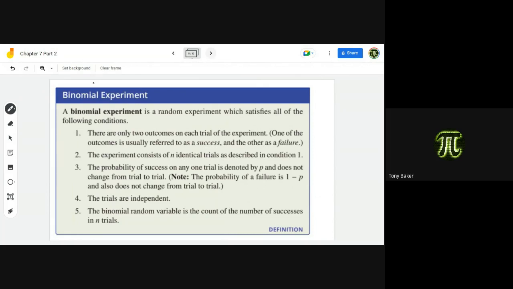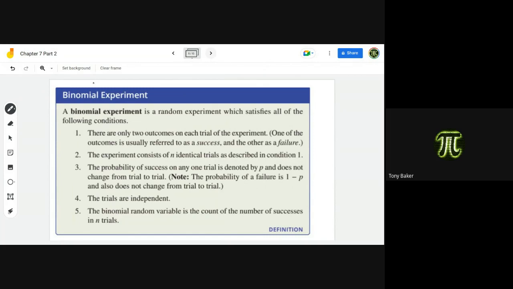The probability of success of any one trial is denoted by P. That's the probability of success. The probability of failure would be then 1 minus P, because that's the exact opposite of it. So in my example of the dice, if I want a 6, what's my probability of success? 1 out of 6. That'd be the success, right? What's the probability of failure? 5 out of 6.